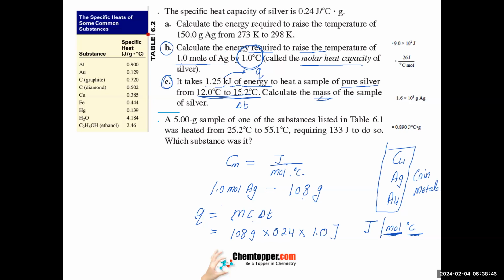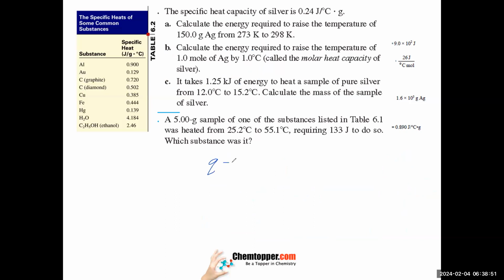Calculate the mass. So again, I'm going to use the same equation. Q equals mc delta T. What is m? That I want to know. C is given, 0.24. What is delta T? I can calculate. How much is delta T? 3.2. Thank you very much. Very good. 3.2. Q is 1.25 kilojoules.